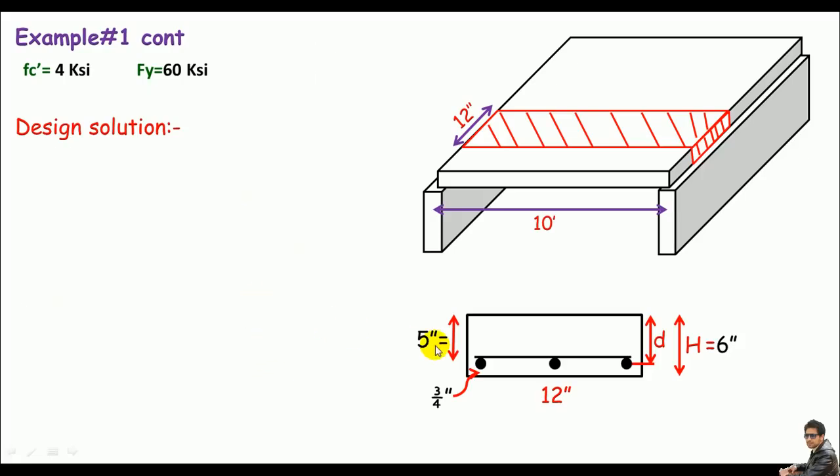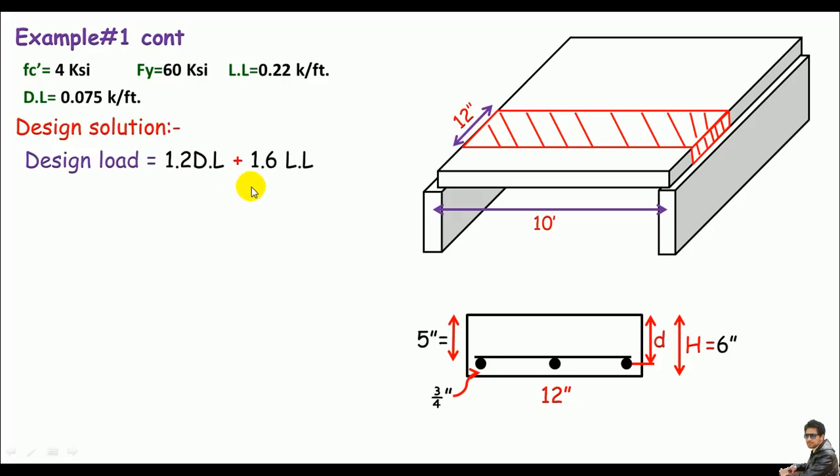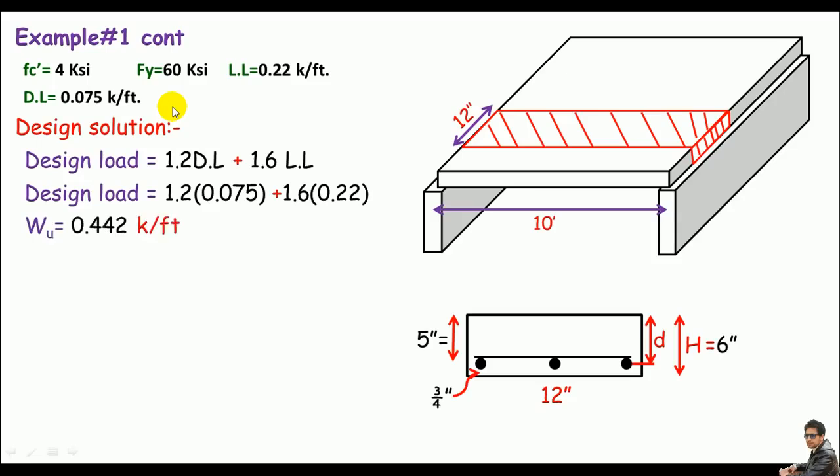So of course I got the live load equals 0.22 kip per feet and the dead load equals 0.075 kip per feet. Now I can just calculate the design load, right? We have of course 2 types of loads, the live and dead. So I can use of course the ACI factors, 1.2 dead plus 1.6 live. So plug and chug in, we can get the design load equals 1.2 times the dead load 0.075 plus 1.6 times the live load 0.22. We can get, of course, 0.442 kip per feet.